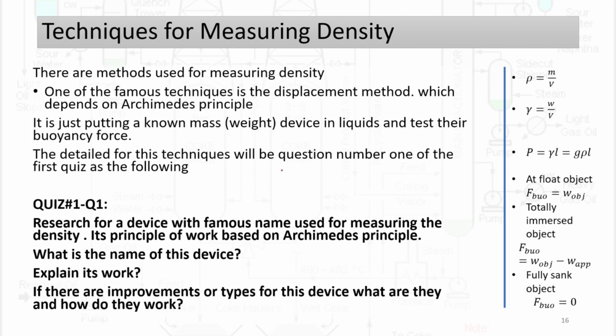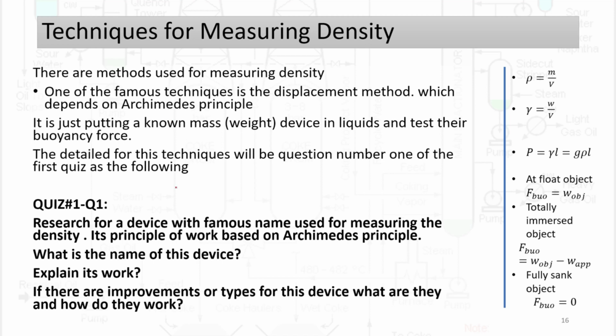For this technique I will pass it. I will not go into detail for this technique, because it will be question number 1 in quiz number 1. So it will be part of quiz number 1. The answer for this technique will be part of quiz number 1.